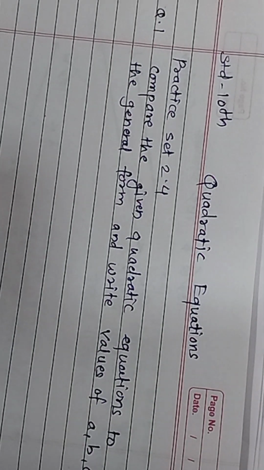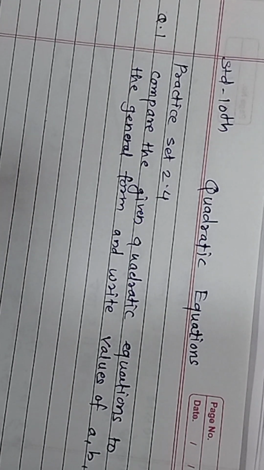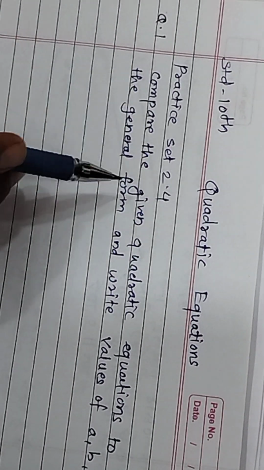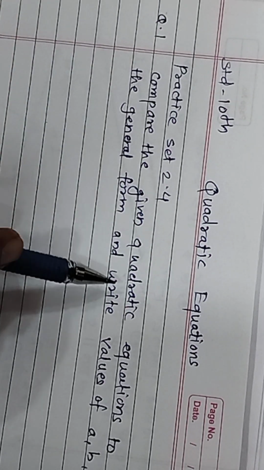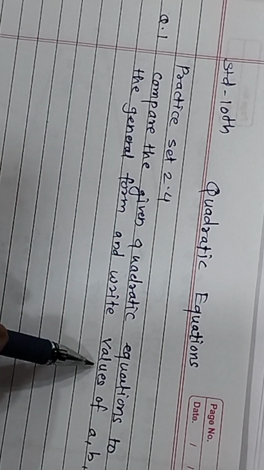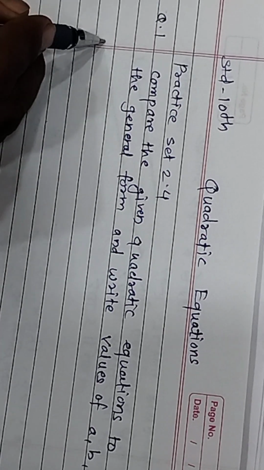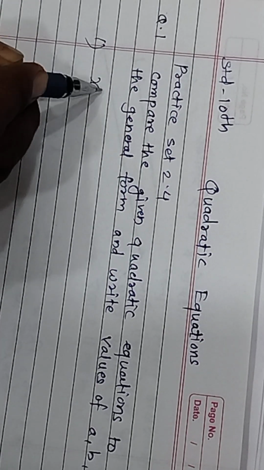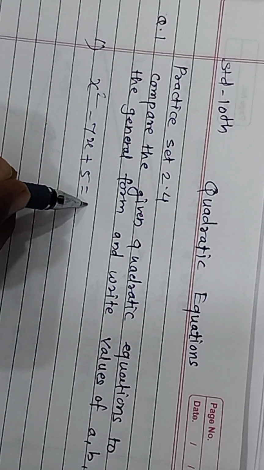Hello, dear students. Today we solve quadratic equation practice set 2.4. Question 1 is: compare the given quadratic equation to the general form and write the values of a, b, c. First example is x square minus 7x plus 5 is equal to 0.